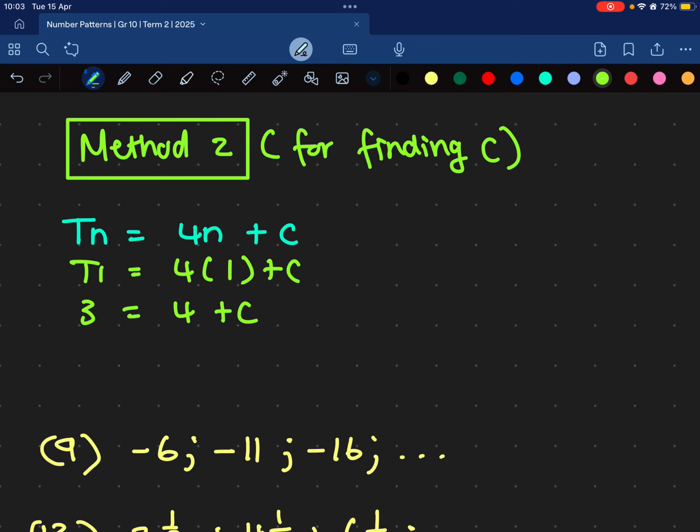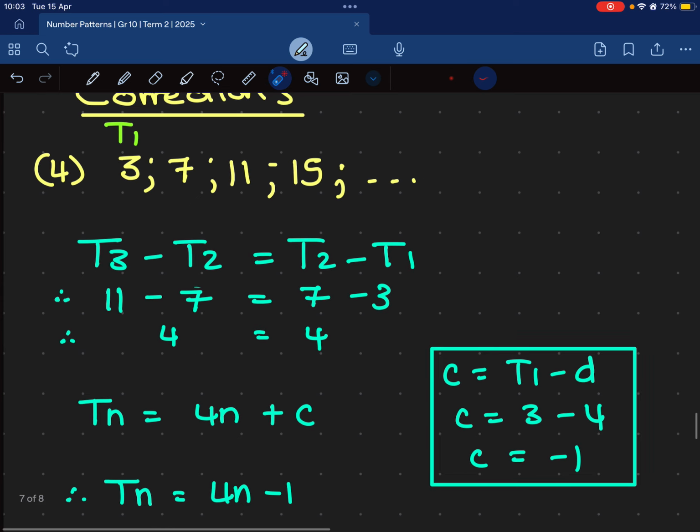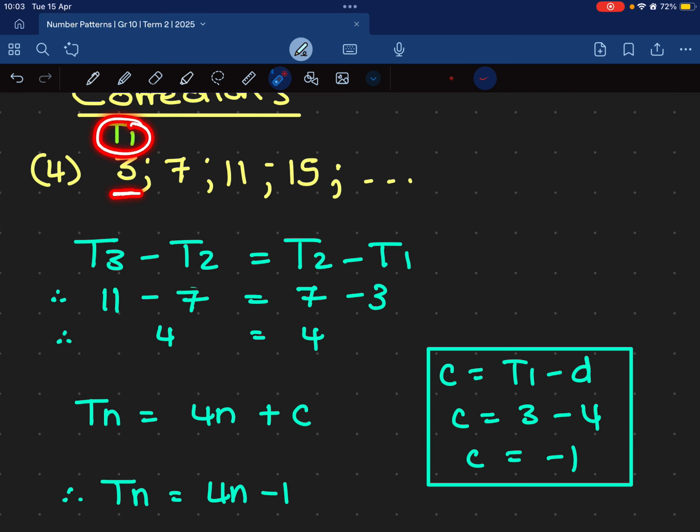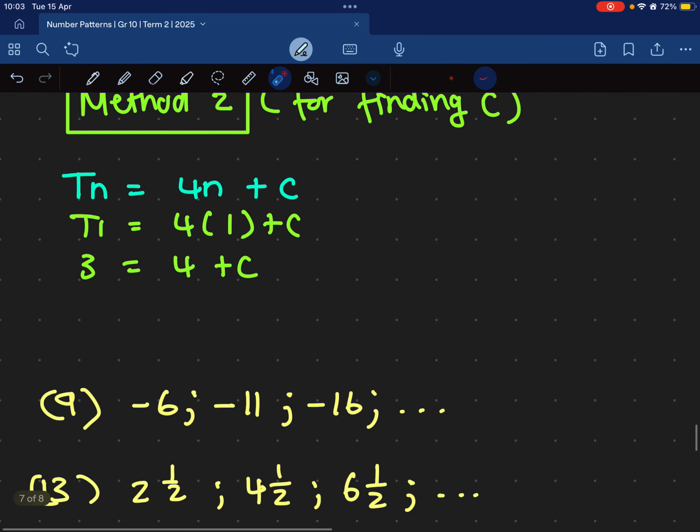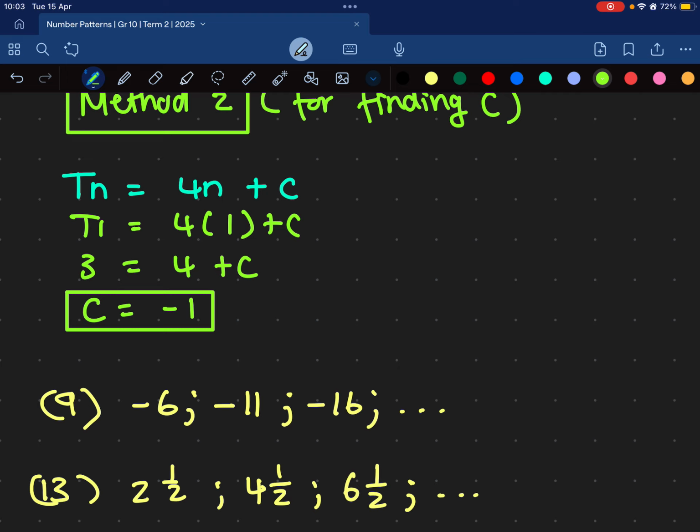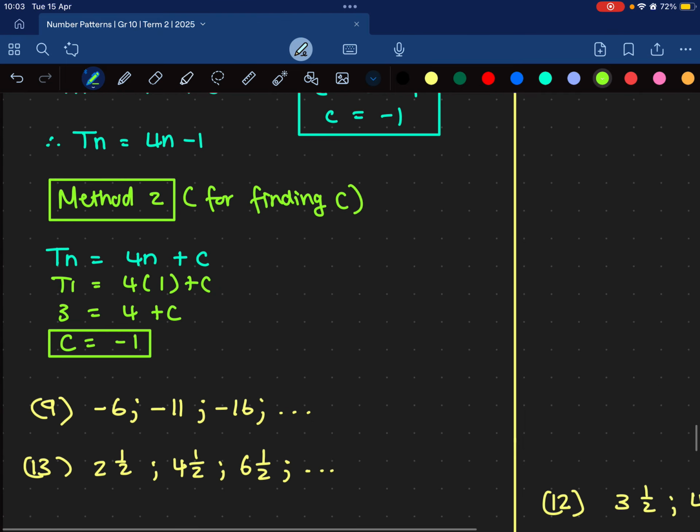So all you have to do is you just substitute in 3 and 1 like a normal equation, because you know T1 is 3. And then you can just solve for c like that. So you would take the 4 to the other side and you would see that c is equal to negative 1 anyway. Okay, so it's just an alternative method.